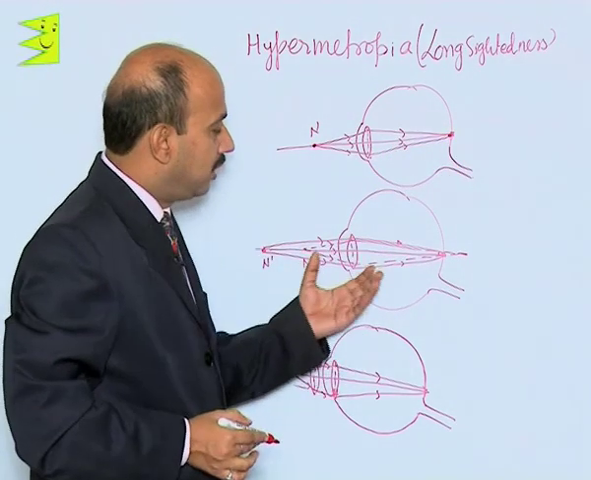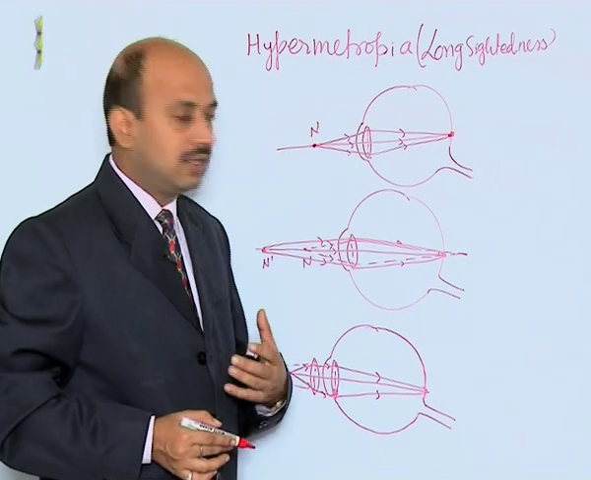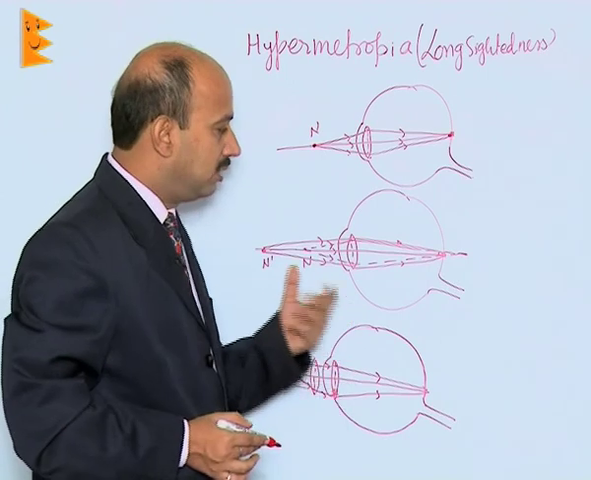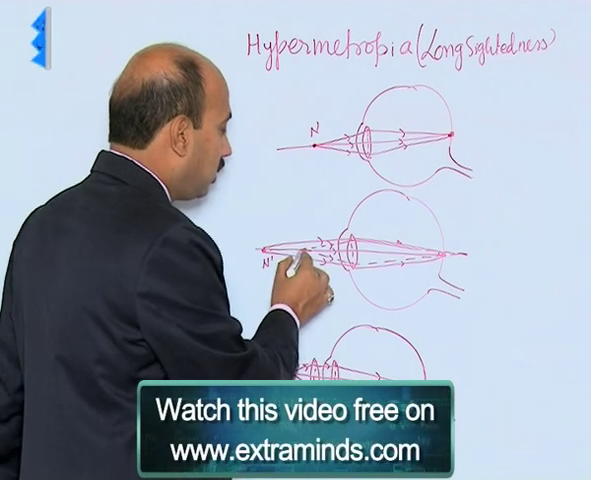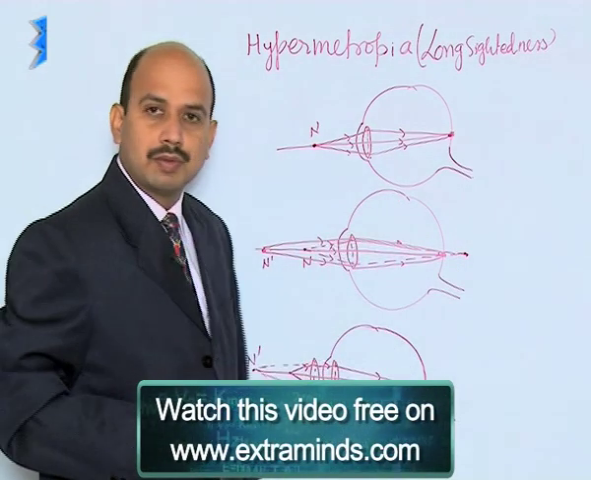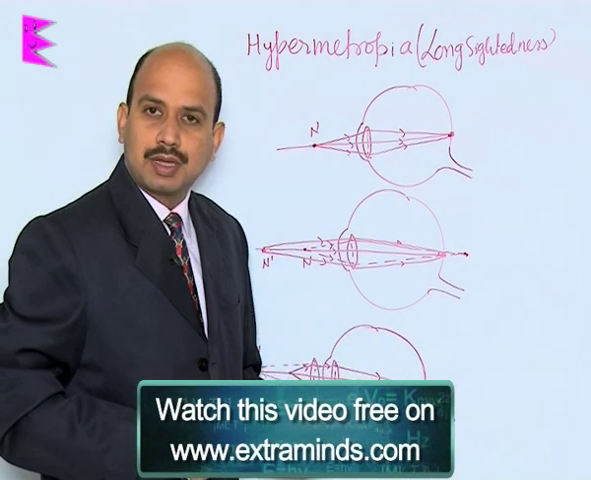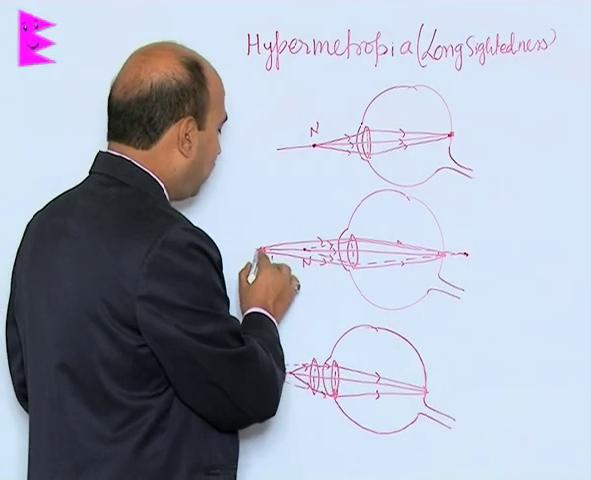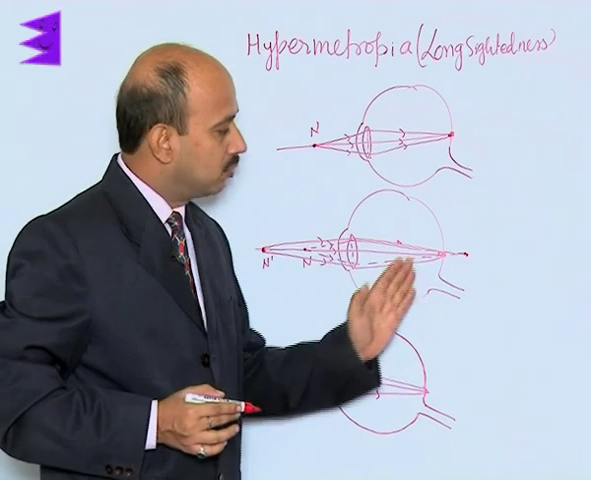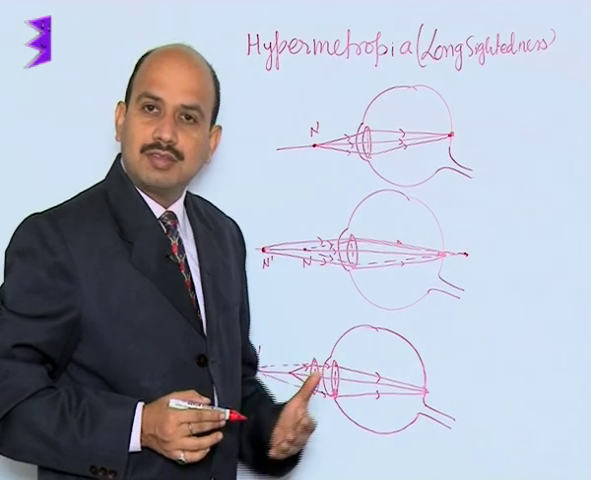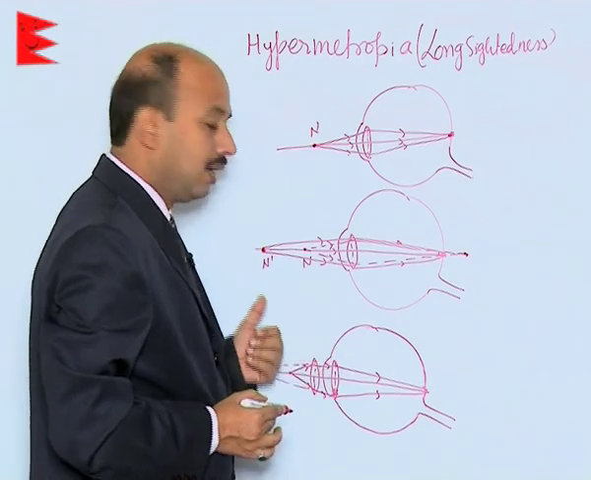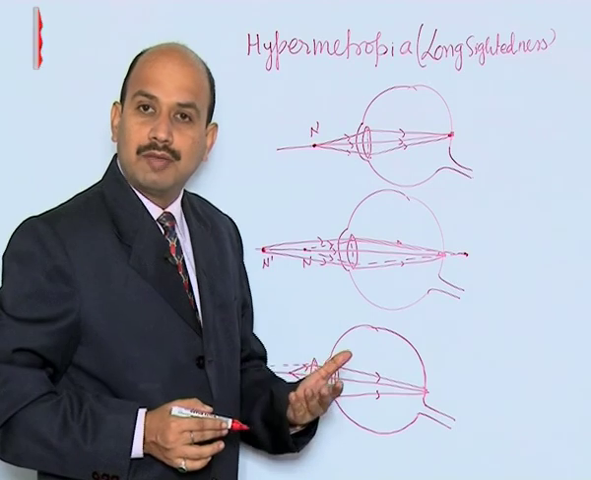But in the defective eye, there is a decrease in the size of the eyeball and an increase in the focal length. Because of this, the image of this object which is at the point N is obtained behind the retina. You cannot see this object clearly. But if the object is at this point N dash, then the image is obtained on the retina. It means in this case the near point of the eye has increased, from N to N dash, it is more than 25 centimeter.